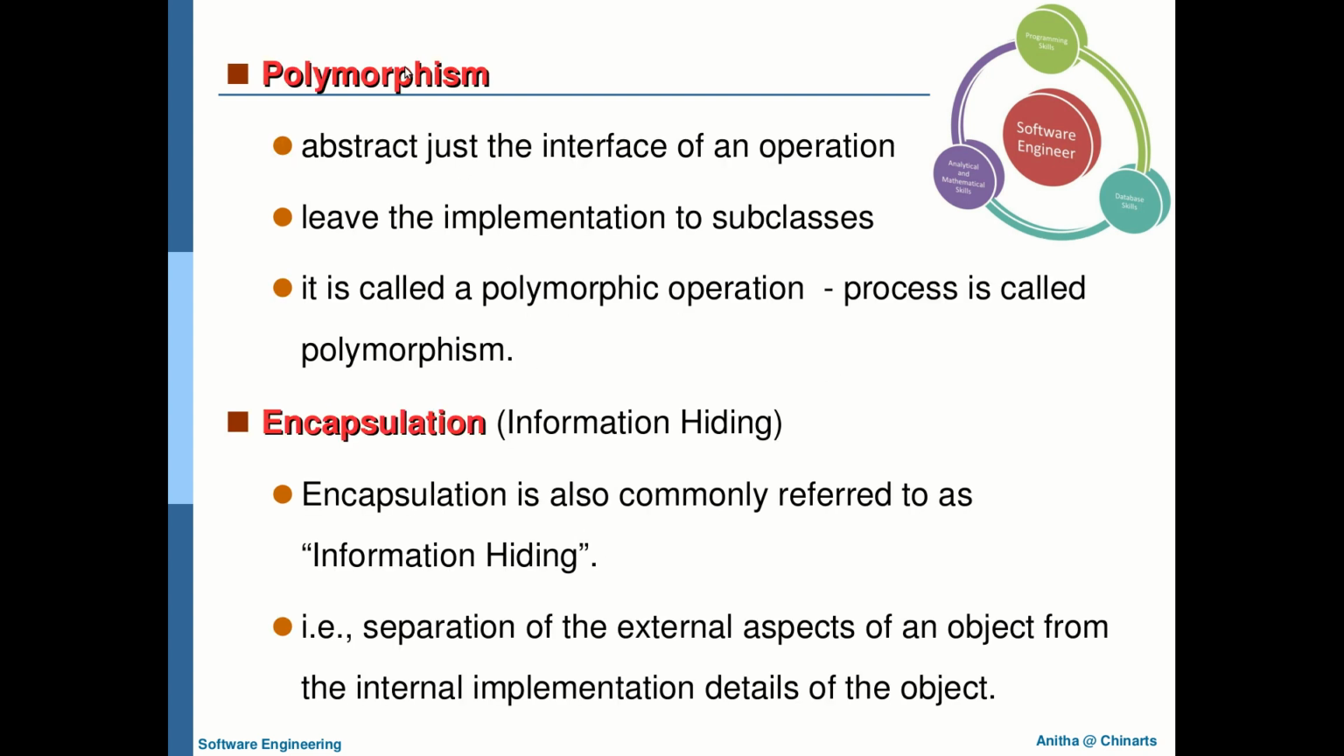Then polymorphism is another very important concept that comes in object-oriented design. When we abstract just the interface of an operation and leave the implementation to subclasses, it is called a polymorphic operation. This process is what you call polymorphism. That is, I repeat, when we abstract just the interface of an operation and leave the implementation to subclasses, then it is called a polymorphic operation.